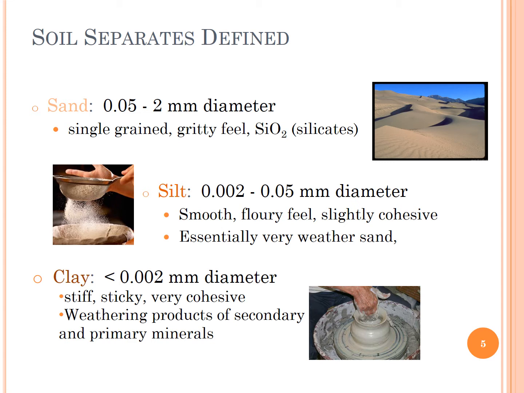And the smallest particle that makes up soil texture is clay, which has a diameter that is less than 0.002 millimeters in diameter. Clay is very sticky, it's very cohesive, it's the weathering products of secondary and primary minerals. It's the smallest part of soil texture, and it's what we use to shape, because it has plasticity, into clay pottery.